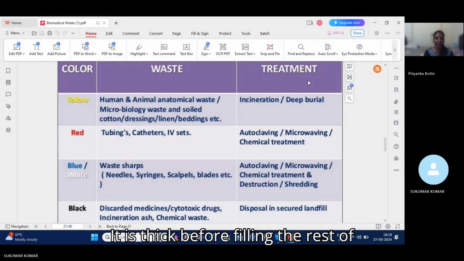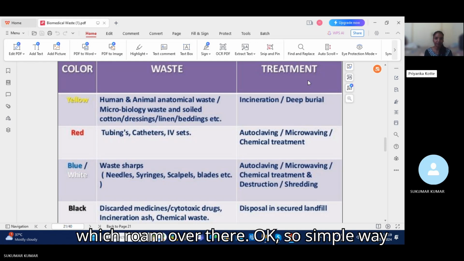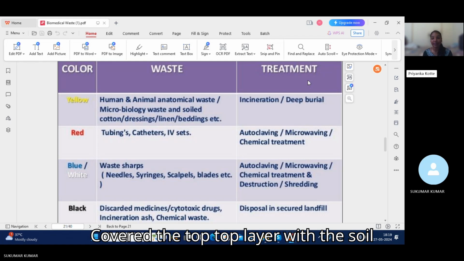Before filling the rest of the pit with soil, it must be ensured that animals do not have access to the burial site. That is very, very important. Galvanized iron and wire meshes may be used as cover. So what are we doing here? We are not only disposing of the waste, but also securing the area so as not to cause harm to any animals which roam there. So the simple way: dig 2 meters deep, put the waste in it, cover it with 50 centimeters of lime, and then cover the top layer with soil.